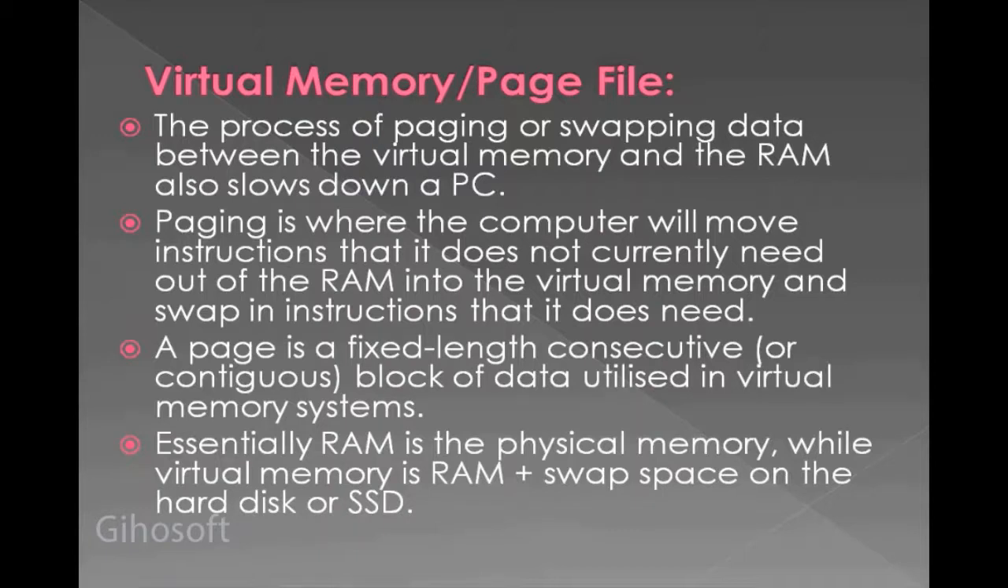Essentially, RAM is the physical memory, while virtual memory is RAM plus swap space, or the virtual space on the hard disk drive or SSD. Now remember, having a page file or increasing the size of the page file is a temporary solution, and it does not make your PC go faster. It basically just allows your PC to handle an emergency situation. If you want your PC to perform faster or become more efficient, you have to increase the size of your actual physical RAM. Making a page file is a temporary solution, best for emergency situations.